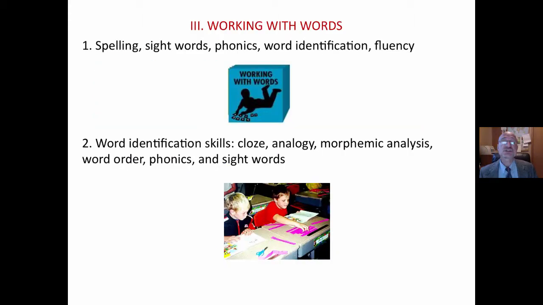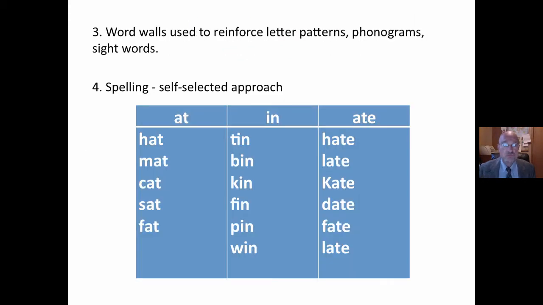Working with words is the third part. Here you would work on spelling, sight words, phonics, word identification, and maybe some fluency. When you're working on word identification skills, you're not working just on phonics, but on all of these: cloze, analogy, morphemic analysis, word order, phonics, and sight words. You're using strategies to develop, you're not teaching, you're developing students' ability to identify words while they are reading.